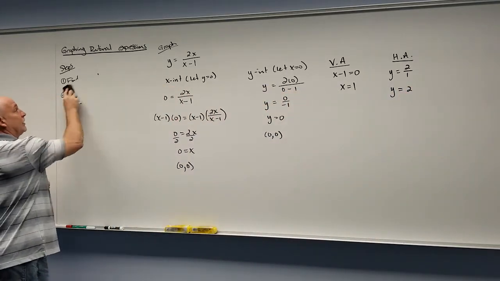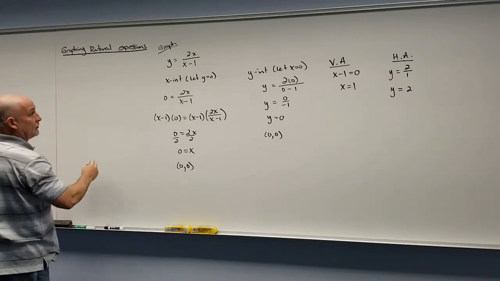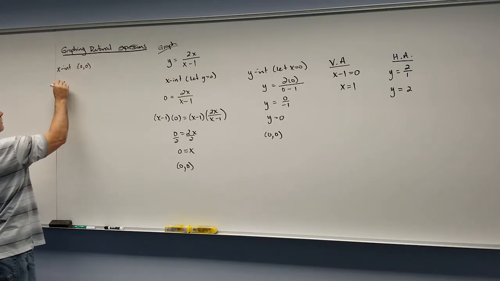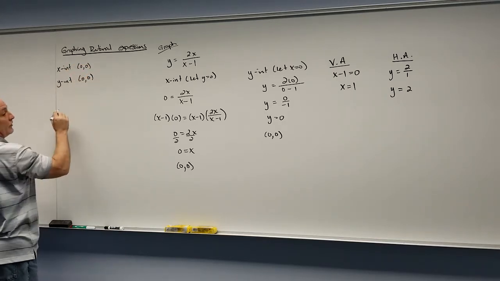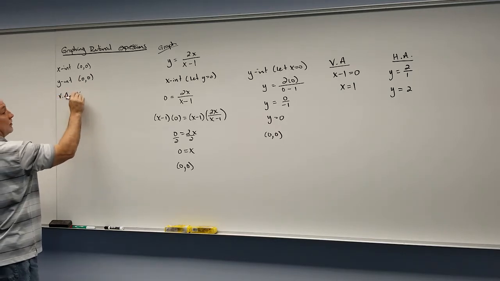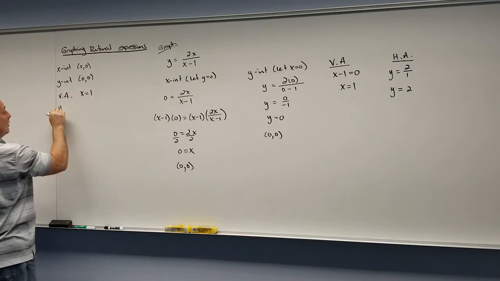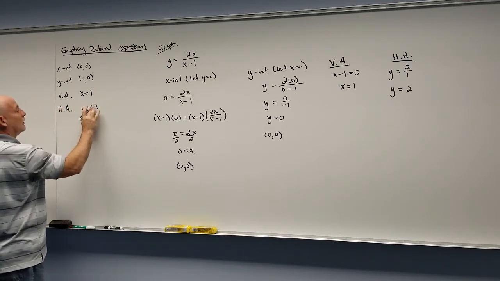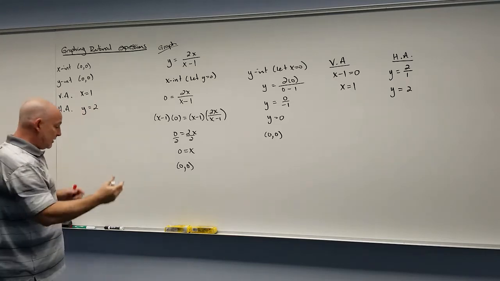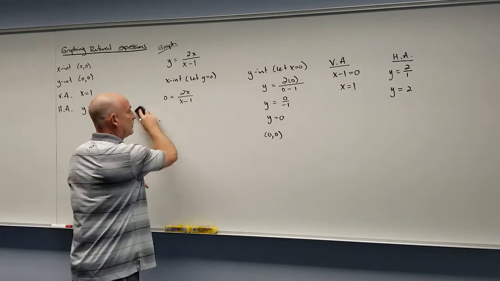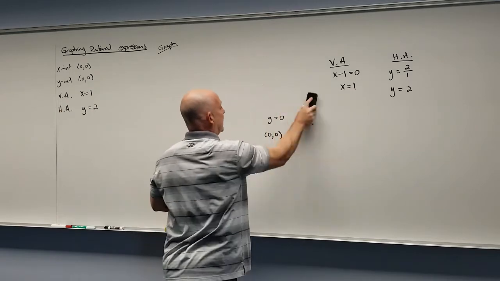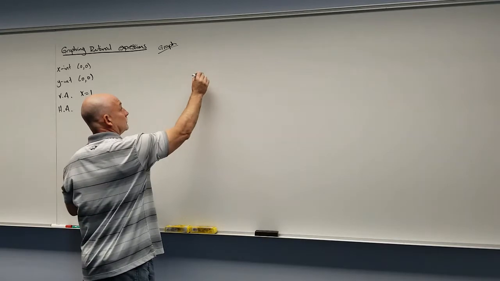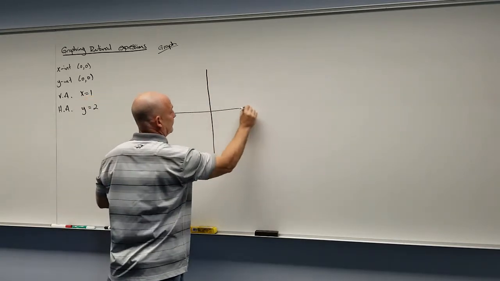Okay, so just for room's sake now, let's go back over here and put together the stuff that we know. We know we have an x-intercept as 0, 0. Y-intercept is 0, 0. Vertical asymptote is x is equal to 1. Horizontal asymptote is y is equal to 2. All right, so let's see how we can put this information together, and maybe some more points. We may have to come up with some more points here to see if we can sketch this graph. Okay, so here we go.